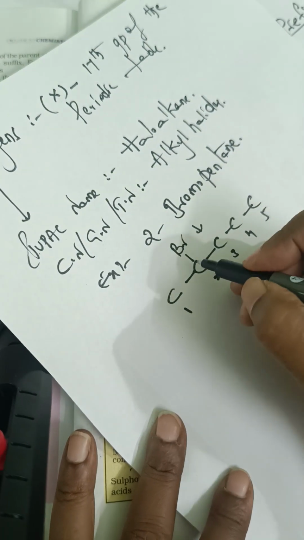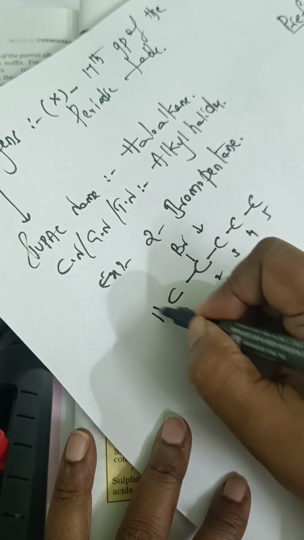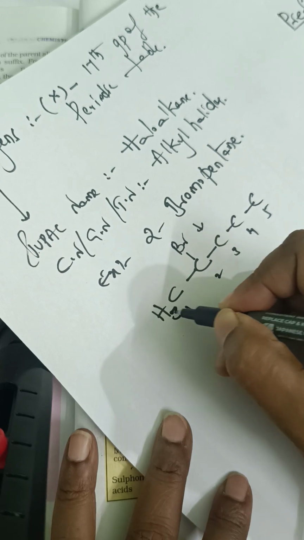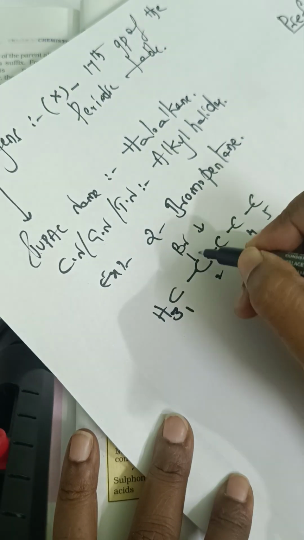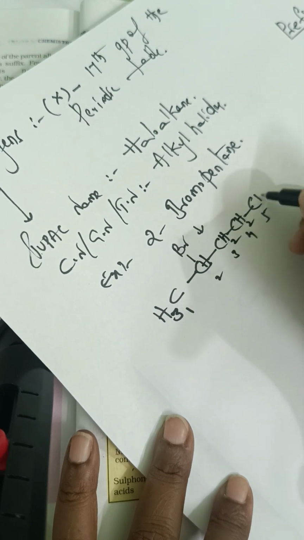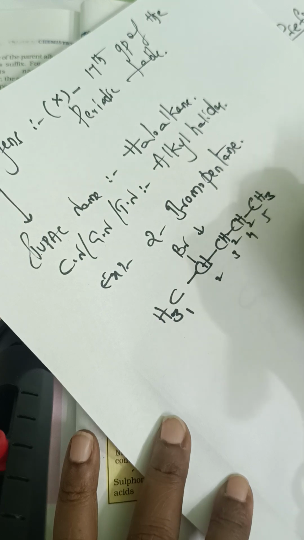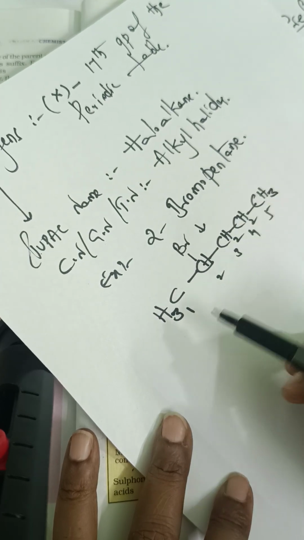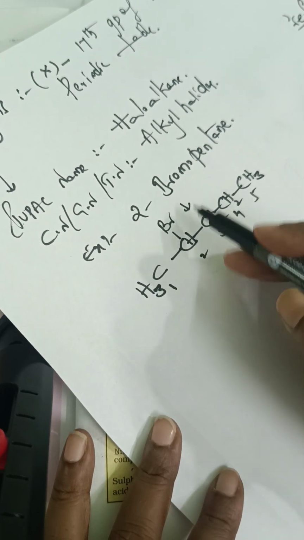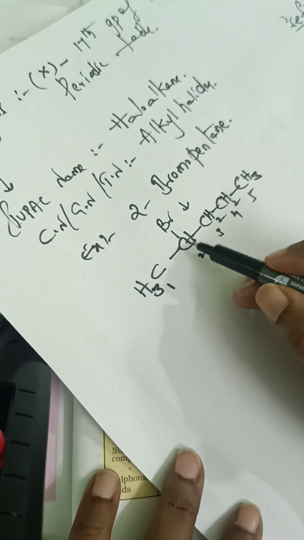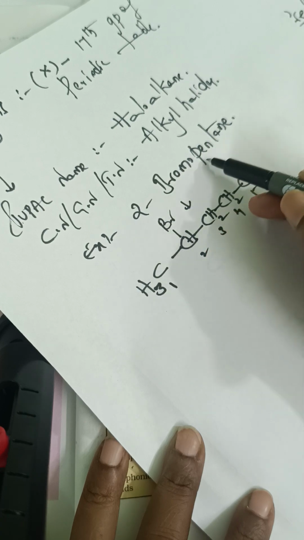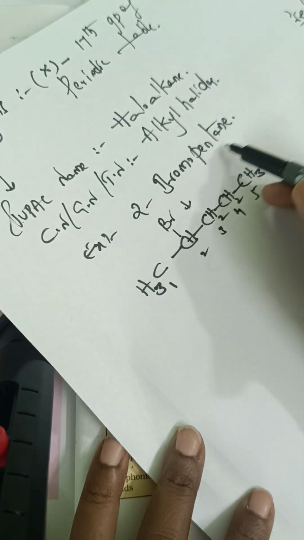Now you have to satisfy the valence of the carbon atoms with hydrogens, CH3, because one bond is already there, so it needs 3 more hydrogens. Here CH, CH2, CH2, CH3. So this is the structure for the given IUPAC name, 2-bromopentane, with the bromine group at the C2 carbon atom.